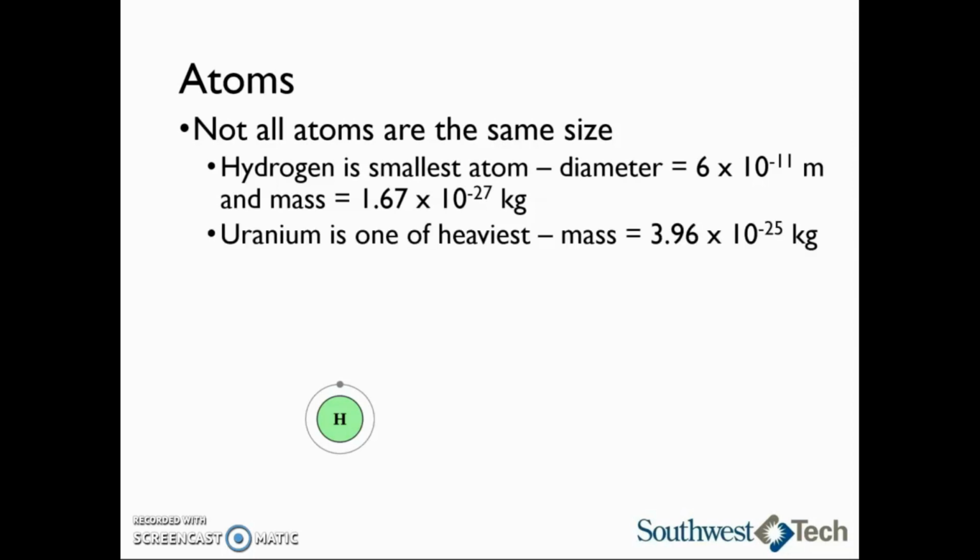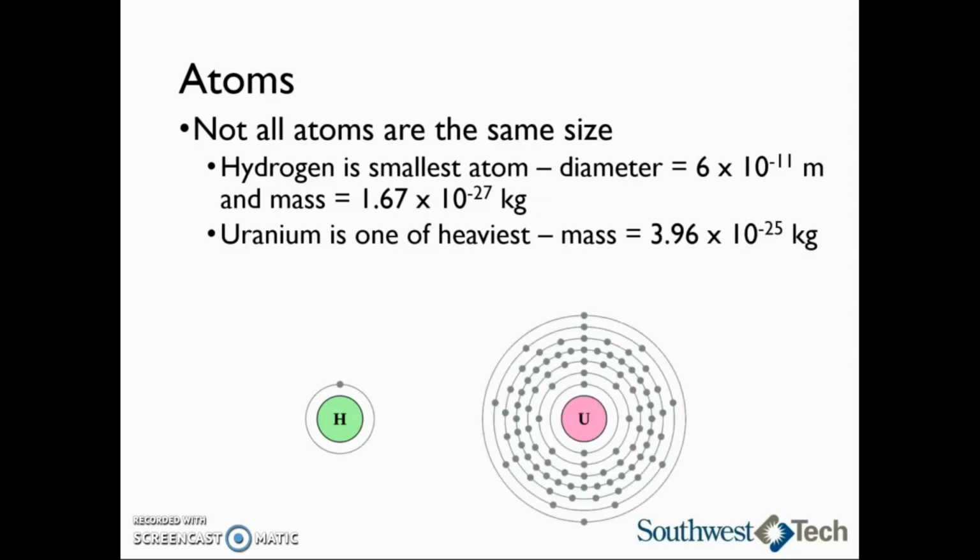On the right, we have uranium, which is one of the heaviest atoms. Uranium has a mass of 3.96 × 10⁻²⁵ kilograms. Even though uranium is one of the heaviest atoms, you can see that its mass is still quite small.